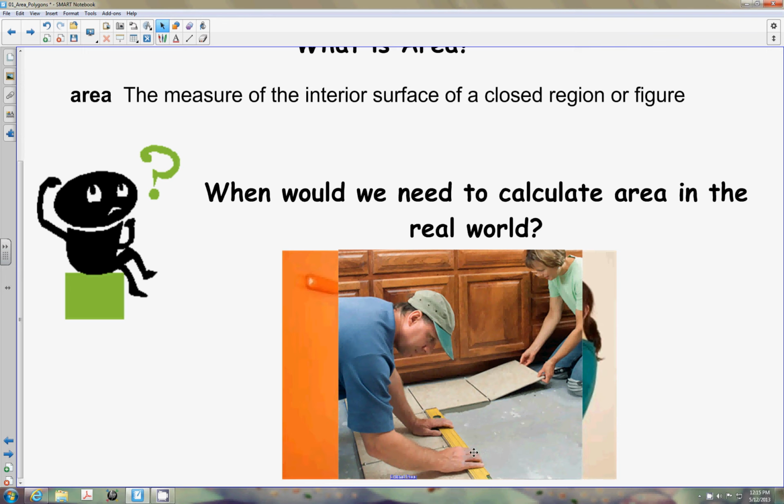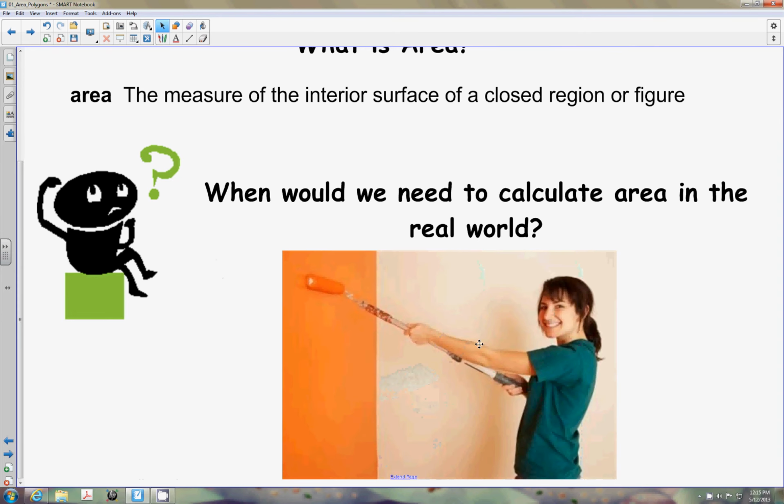So you really want to calculate and measure correctly. All right. Then this girl, she's super excited to be painting a wall. I don't know who's this excited to paint a wall. But, all right, again, you're going to need to know the area of the wall in order to figure out how many gallons of paint to buy.